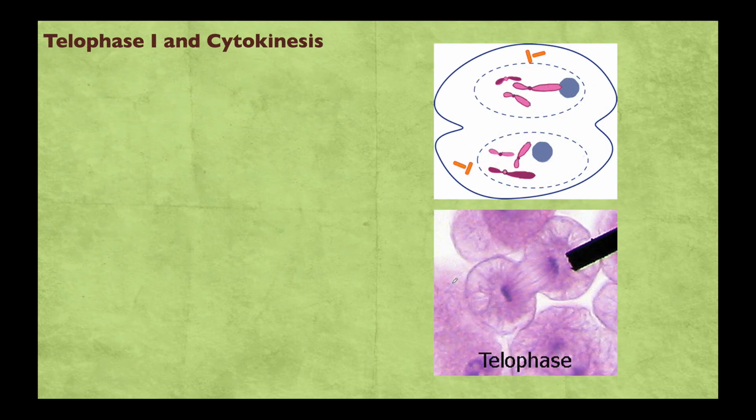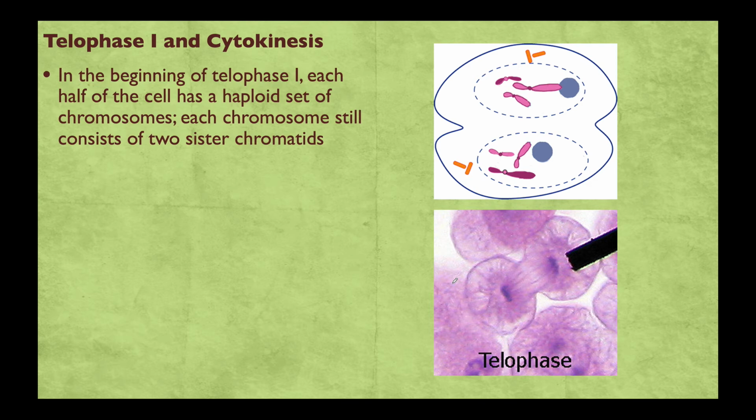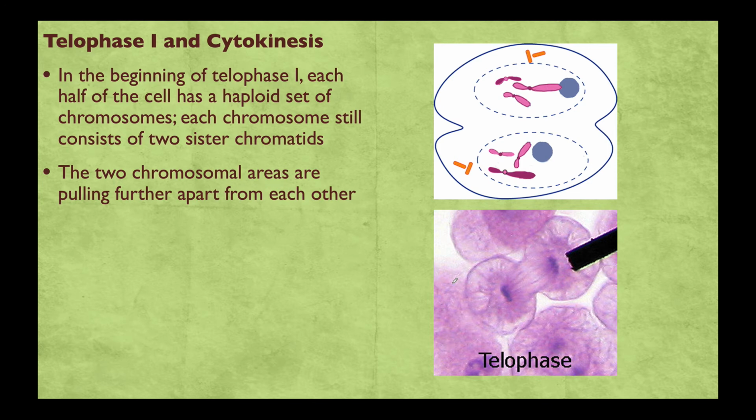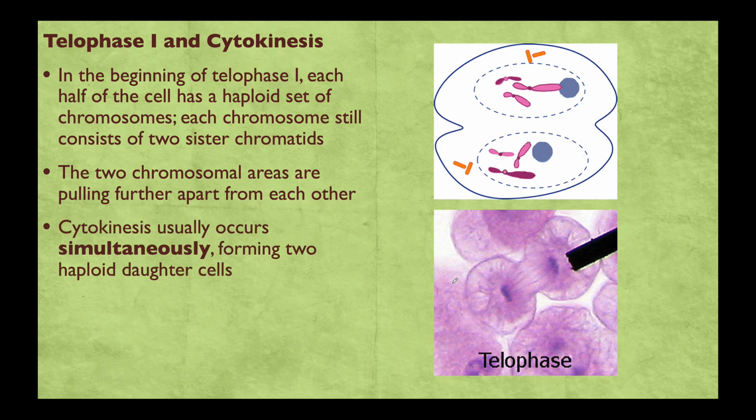When they do reach those poles, we're now in that telophase stage of this division. Each half of the cell now has a haploid set of chromosomes, because one chromosome went to each side. But they're still made of two sister chromatids each. That's the difference, okay? The two chromosomal areas are pulling farther away from each other.